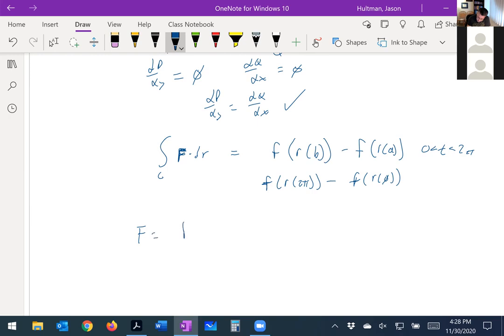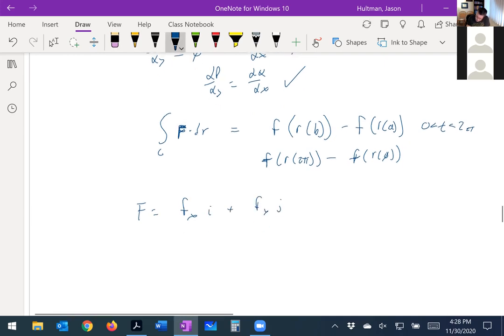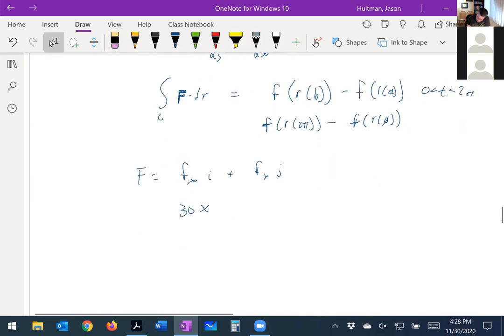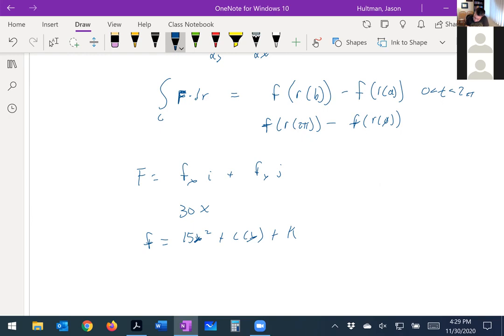Okay, so f is equal to f sub x i plus f sub y j. What would f sub x be? F sub x would be equal to 30x. So what would little f be? If I integrated that, that would be 15x squared, plus some constant of y, plus k.